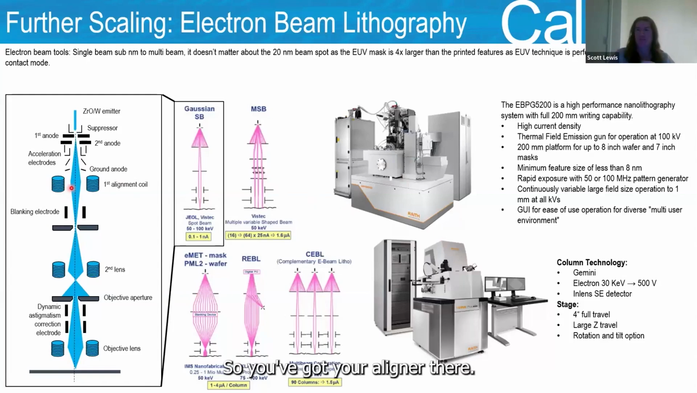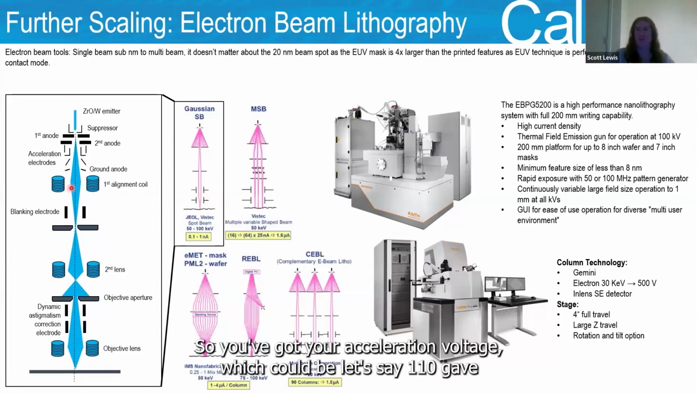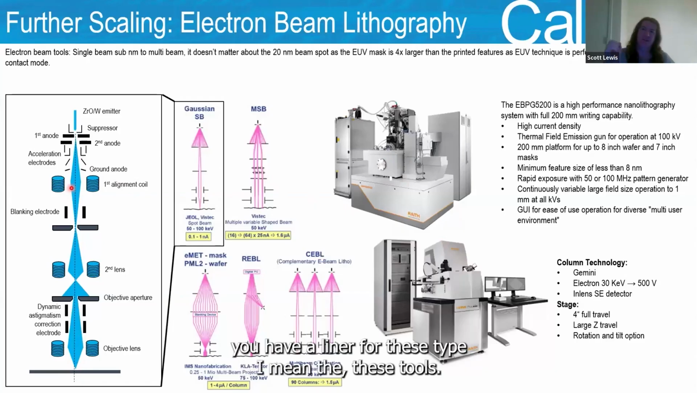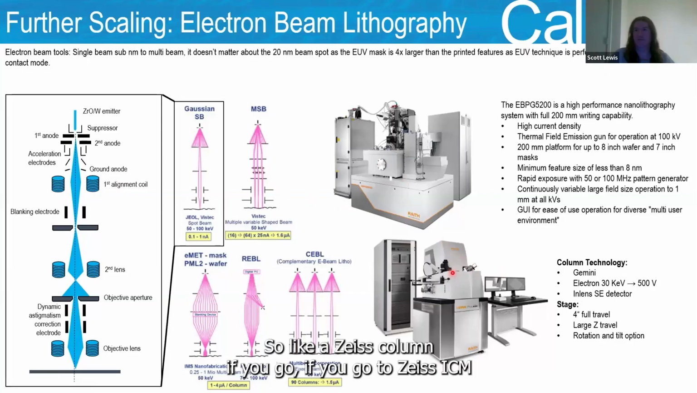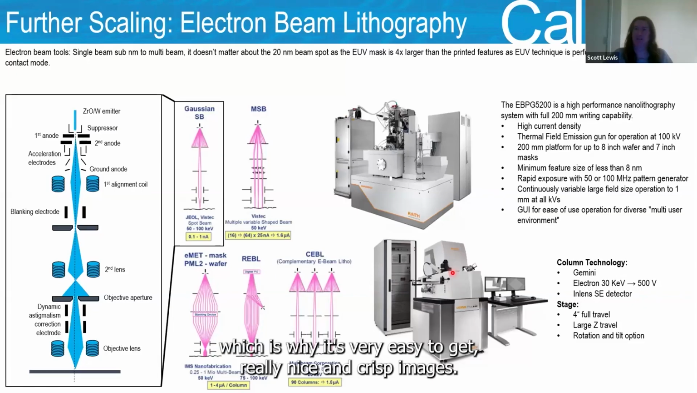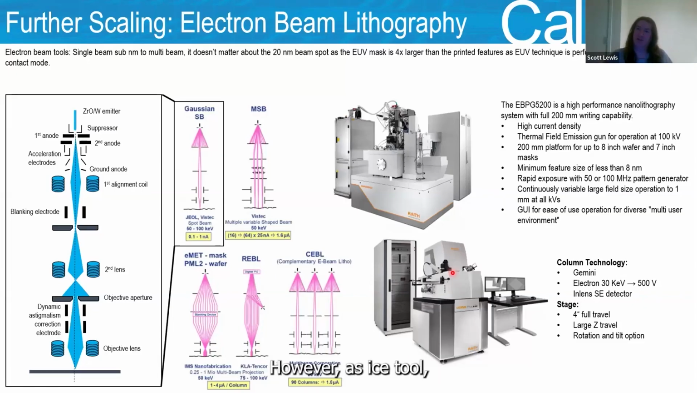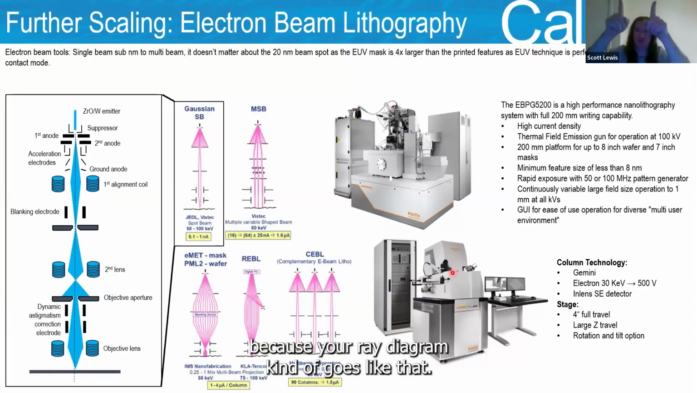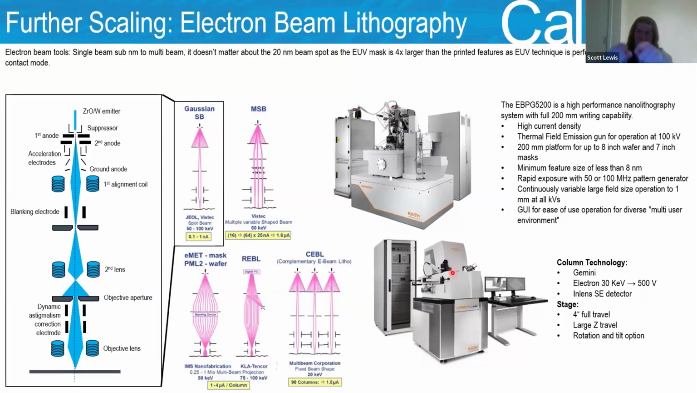Okay, so you've got your liner there. You've got your acceleration voltage, which could be, let's say, 10 kV. You have a liner for these types of tools, like a Zeiss column, if you've got a Zeiss SEM. So you have an 8 kV booster, so if you start off with 10, you end up with 18. And then you essentially don't have any crossover points, which is why it's very easy to get really nice and crisp images out of a Zeiss tool, because your only crossover point is at the surface. Your ray diagram kind of goes like that.